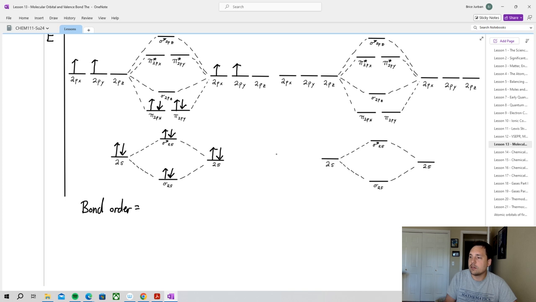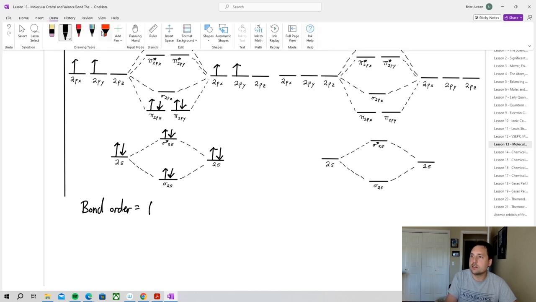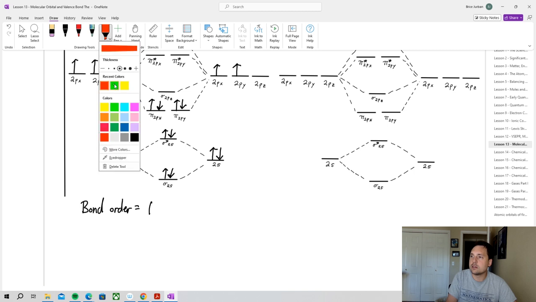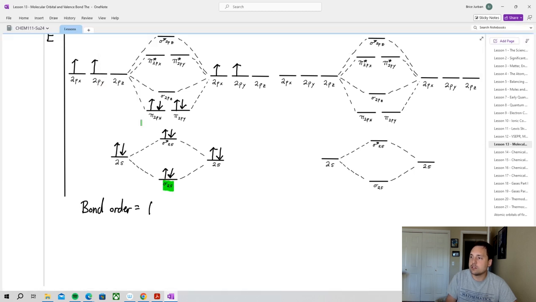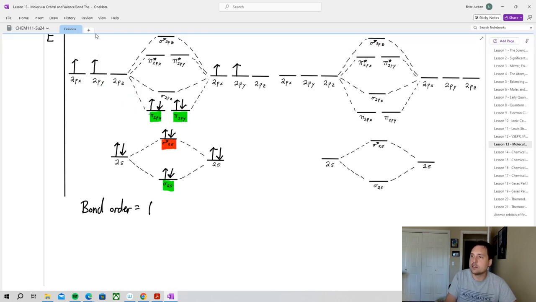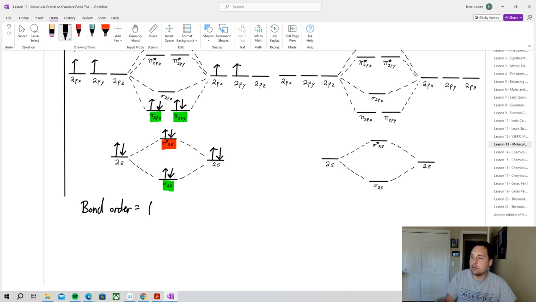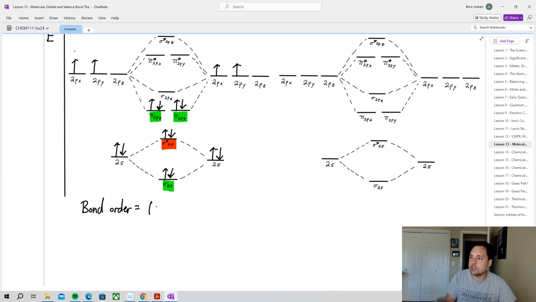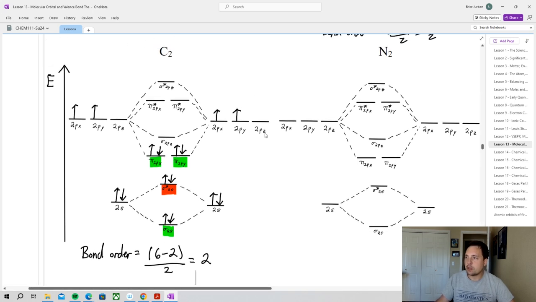Well, here we have, let's see, how many? Okay, so I'll put all the bonding orbitals here in green, and then the anti-bonding in red. And we'll be able to see that we have 2, 4, 6 that are bonding, and then 2 that are anti-bonding. So the bond order for molecular carbon is a bond order of 2.